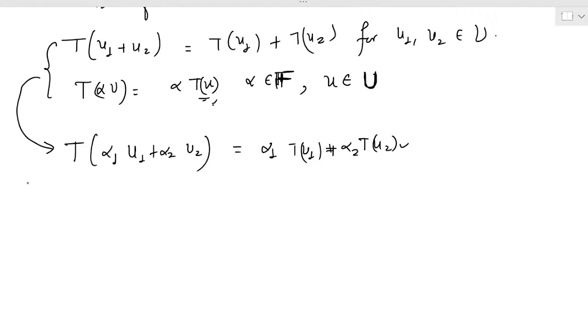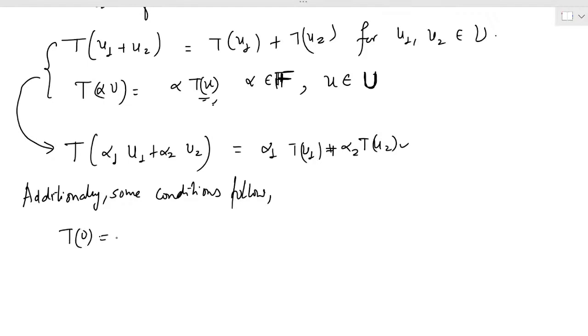See, additionally some conditions follow from here only. What can those be? If I want to find the linear transformation of a zero, then it will always be a zero. See how? What is zero? I will write 0 plus 0 here. It will be T0 plus T0. It implies what? T0 should be equal to 0.